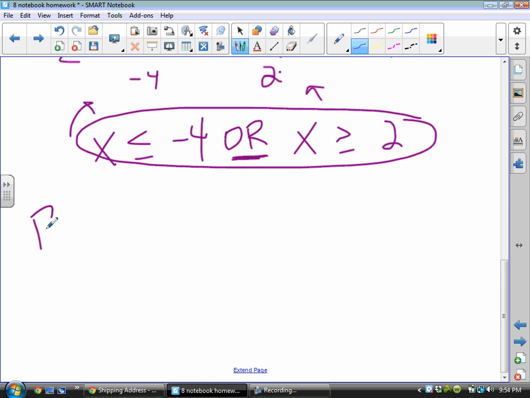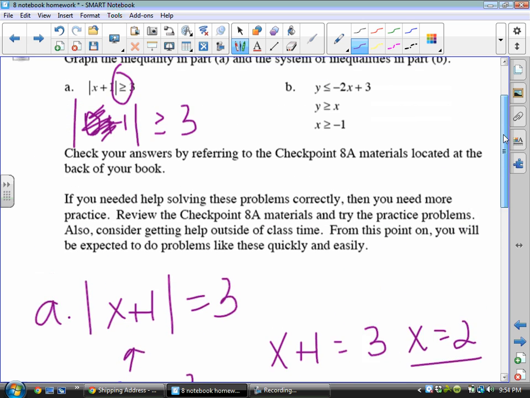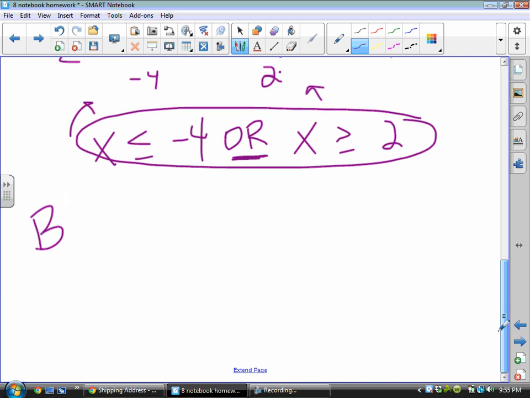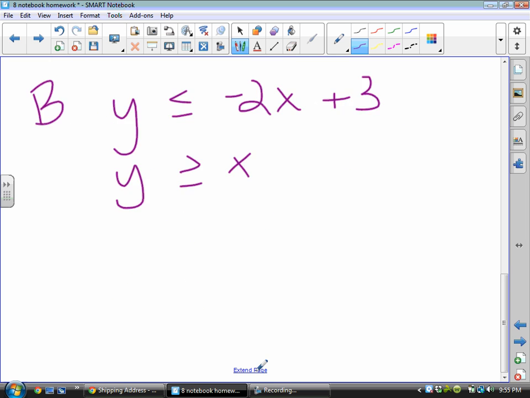Part B, we have a system of inequalities. Okay? So I'll copy them down here. It'll be a little easier than doing that. Just copying the problems down. Alright, so now we have those.